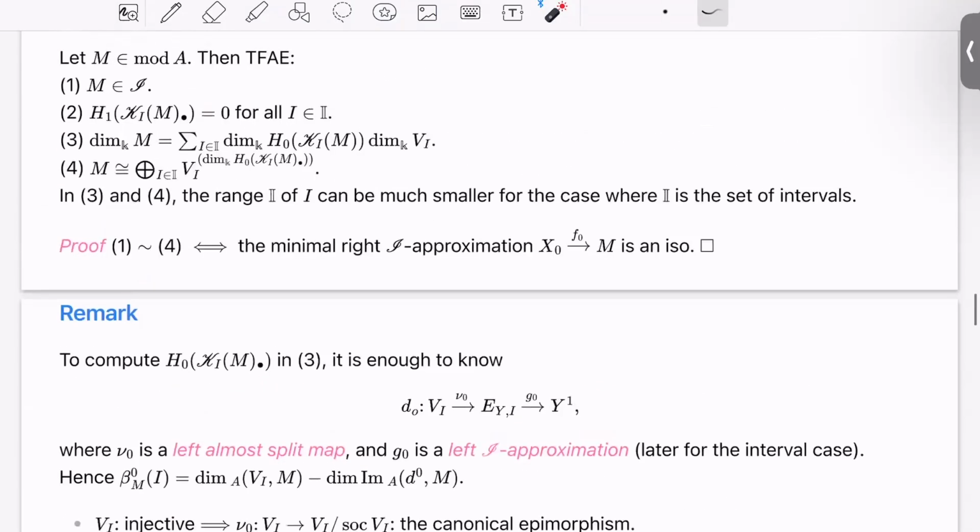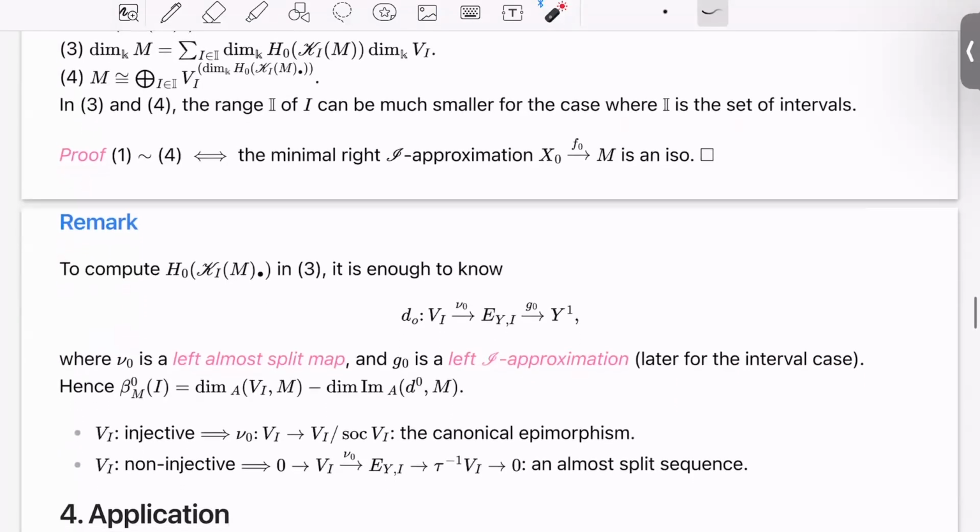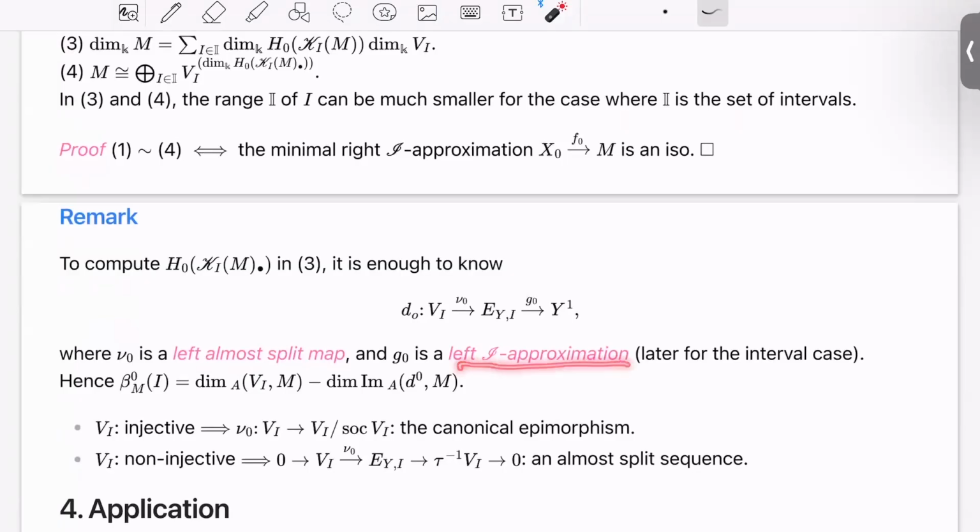And then to compute this one, H1, H0 is here. We only need to compute the left almost split map and the left I approximation. And this is already known how to compute. Later, for the interval case, I will further give some information on how to compute the left I approximation. In that case, the zeroth Betti number is just the difference of these two dimensions.